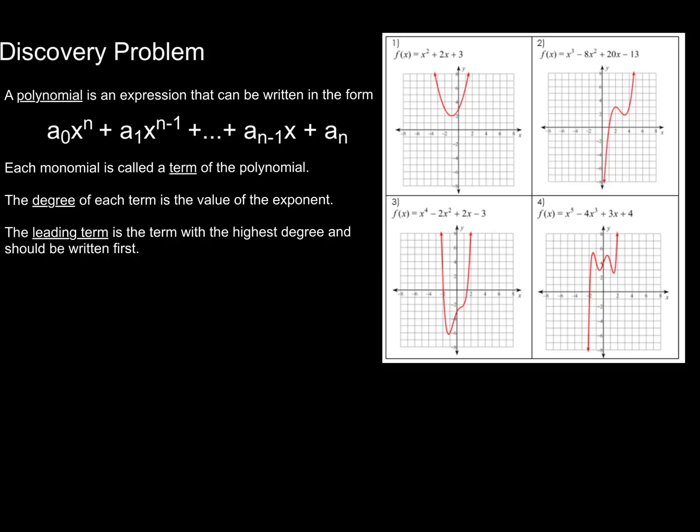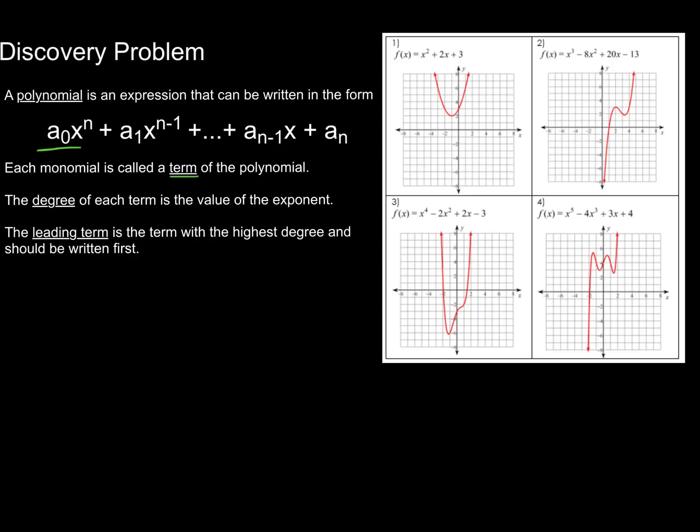Next, we say that each monomial is called a term of the polynomial. Poly means many, and that's why you have many terms, and a monomial is just one of them. If we refer to a certain term, we're referring to just one of the pieces of the polynomial. I'll go ahead and color code this for us.